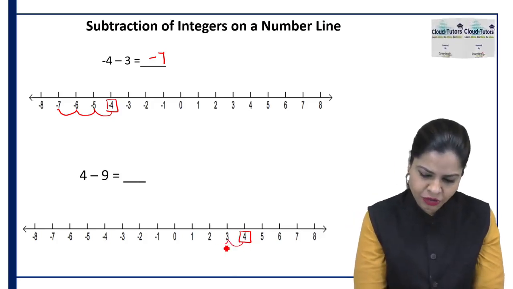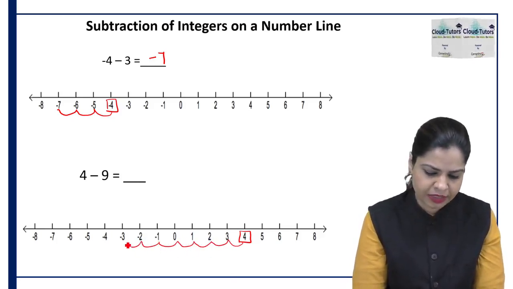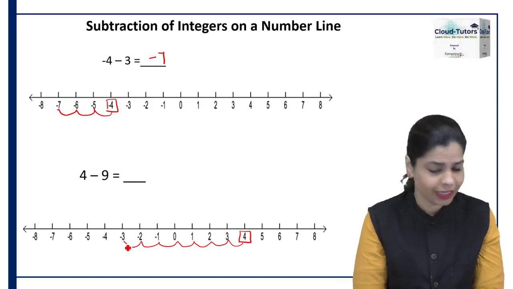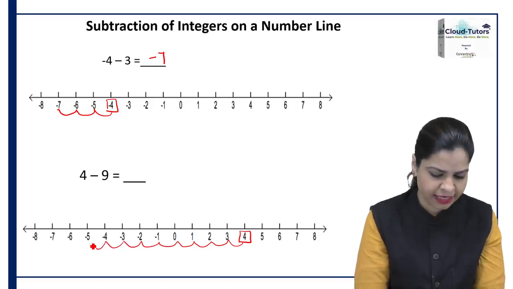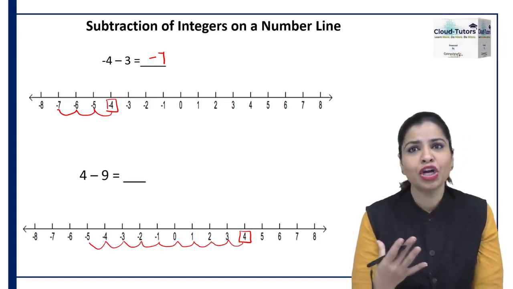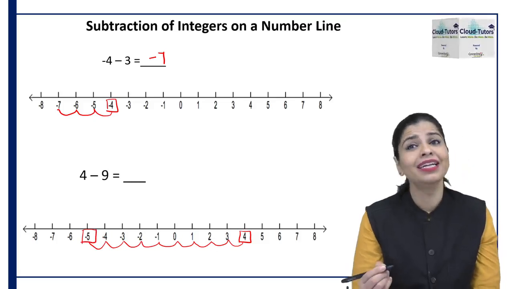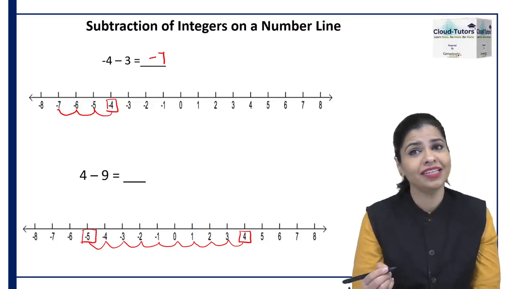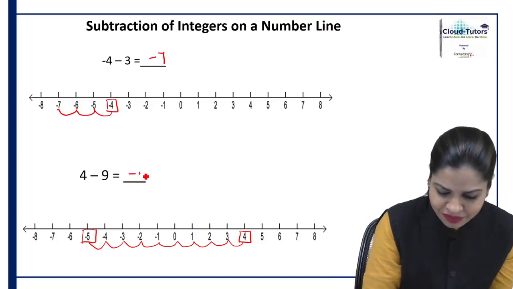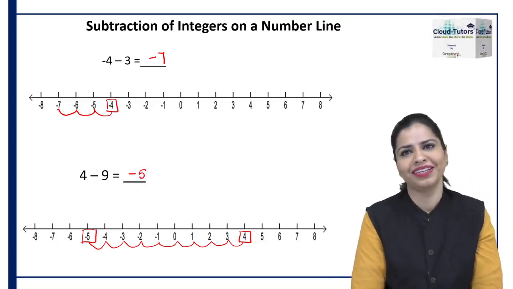1, 2, 3, 4, 5, 6, 7. Are we there yet? No. 8, 9. I have moved 9 positions to my left to get what? My final destination, that is minus 5. I hope you all are following it.